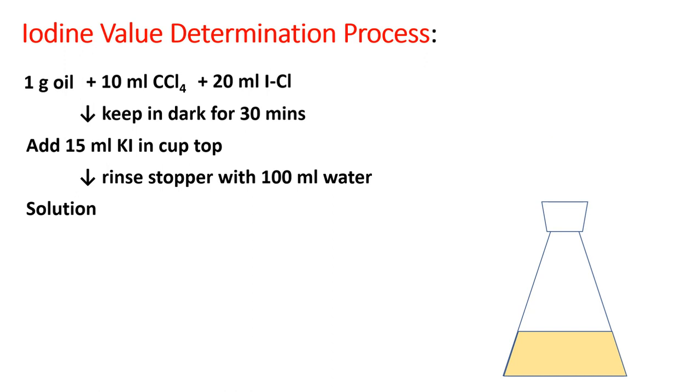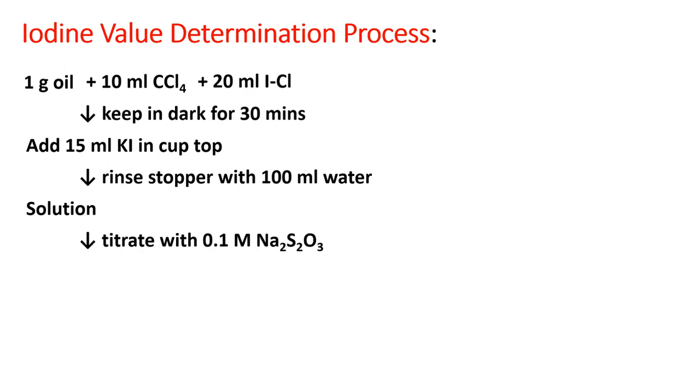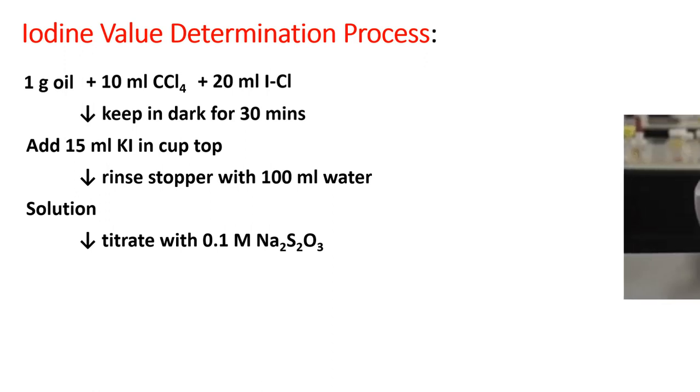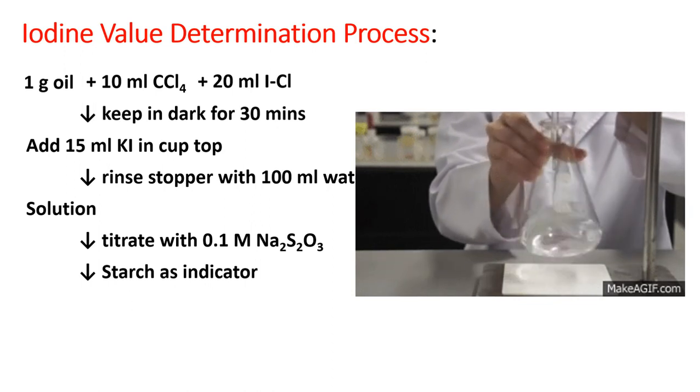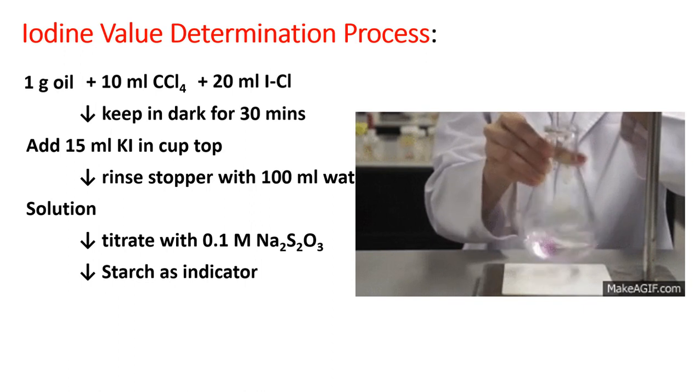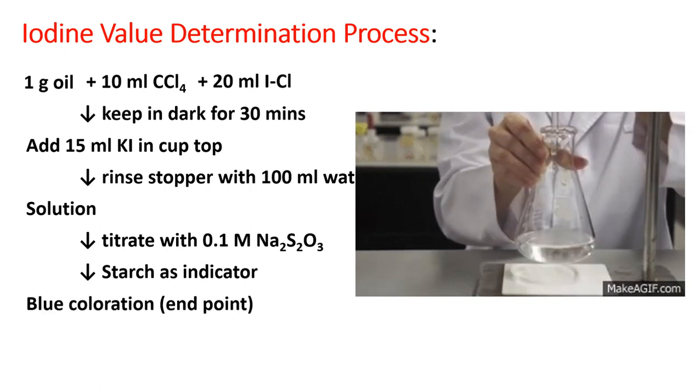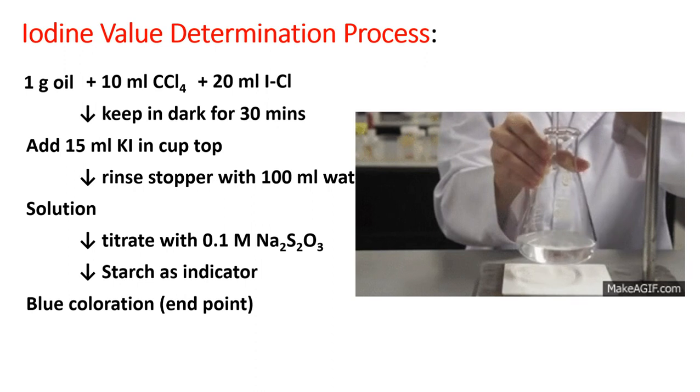This solution has all the ingredients present, that is iodine monochloride and oil, which have completed their reaction in the dark environment. Now this solution is ready for titration. So we titrate it with 0.1 molar sodium thiosulfate, which is in the burette. The normal titration is carried out, and remember, instead of phenolphthalein we are using starch as an indicator.